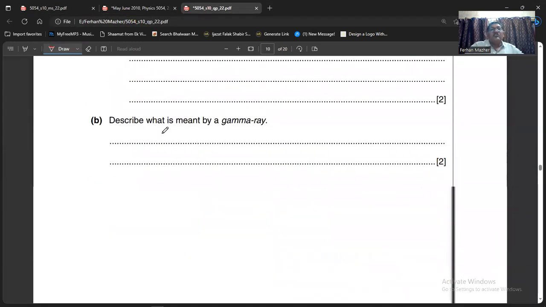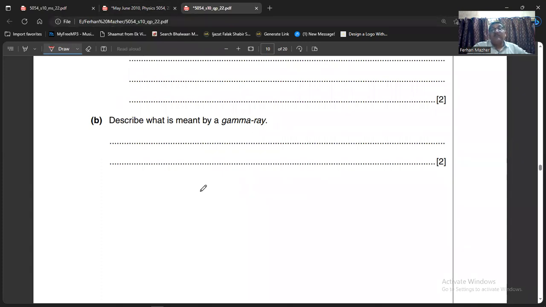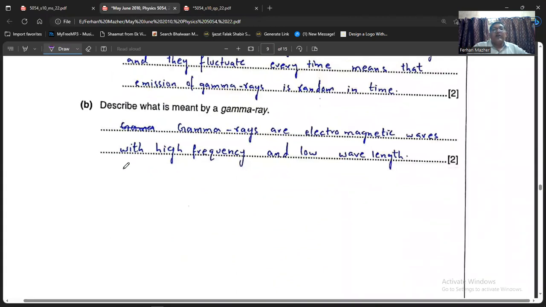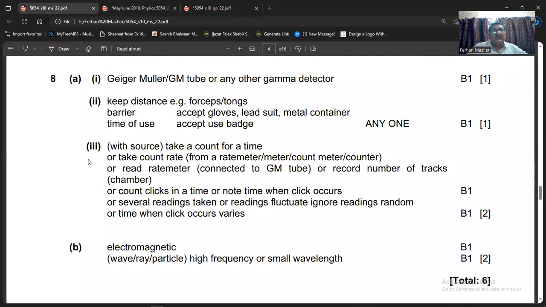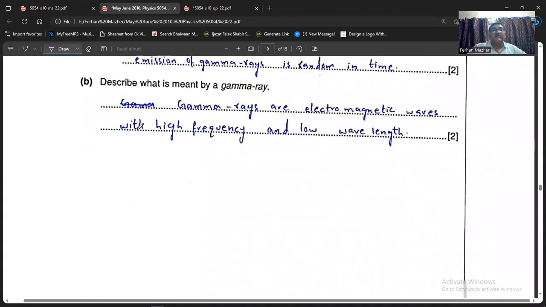Okay. Describe what is meant by a gamma ray. Gamma ray is a part of the electromagnetic spectrum, and it has very high frequency and it carries a lot of energy with it. Gamma rays are electromagnetic waves with high frequency and low wavelength. They travel with the speed of light. Electromagnetic waves, rays, particles, high frequency or small wavelength.